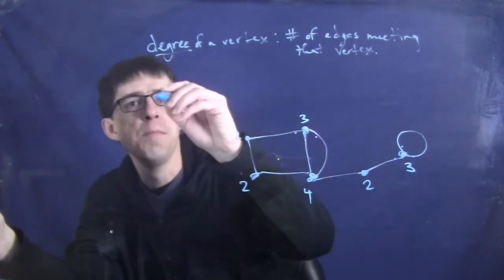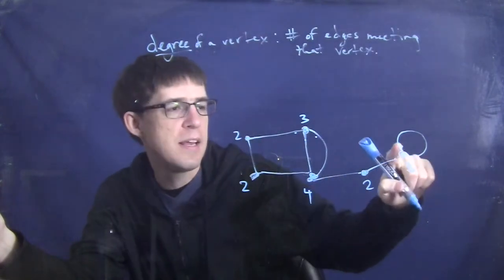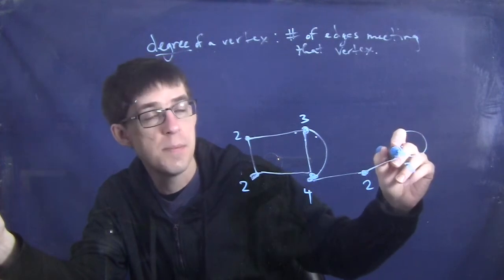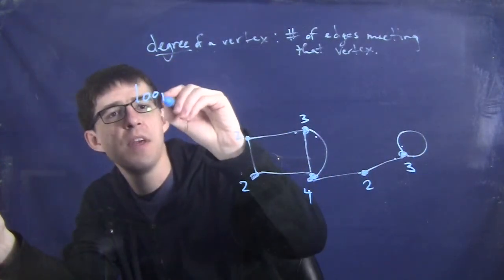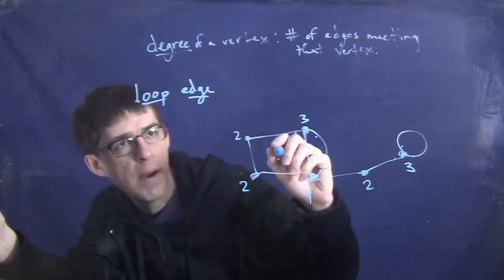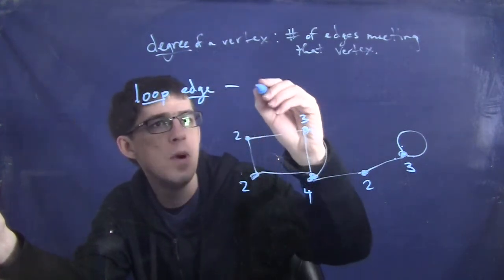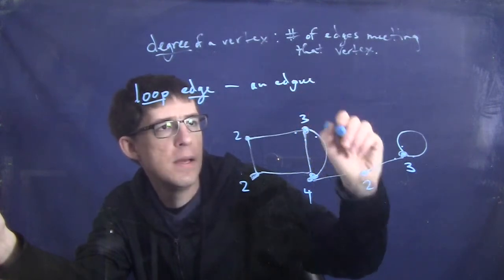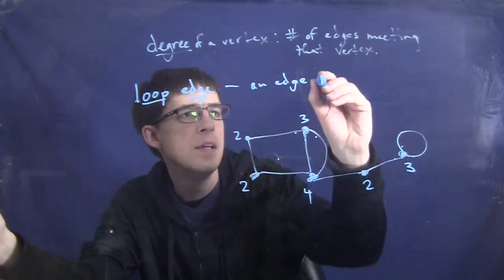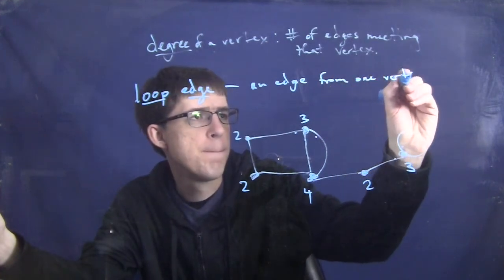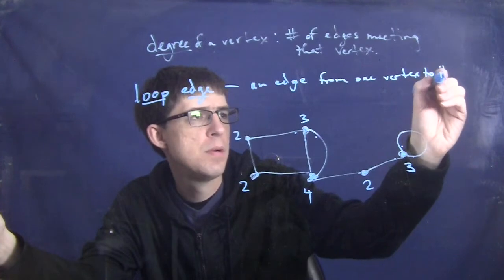All right, some more very simple terminology. How about an edge like this? It actually has a special name. An edge which starts at one vertex and just comes back to the same vertex is called a loop edge. Oh, my marker's doing great right now. A loop edge is an edge from one vertex to itself, right? That's called a loop edge.